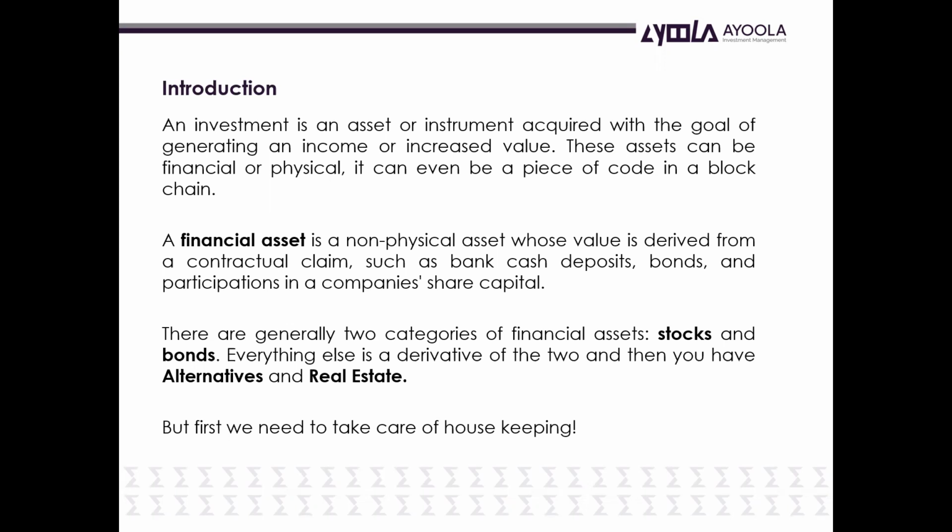There are generally two types of financial assets: you have your stocks and your bonds. Everything else is essentially a derivative of the two. Then you have your alternatives, and then you have your real estate. But the most important thing that we must do before we even start investing is to take care of our housekeeping.